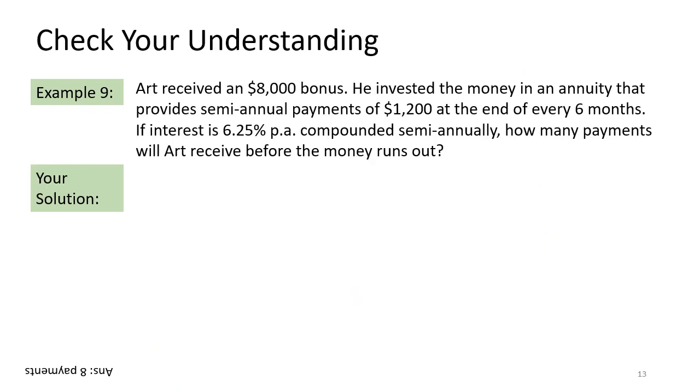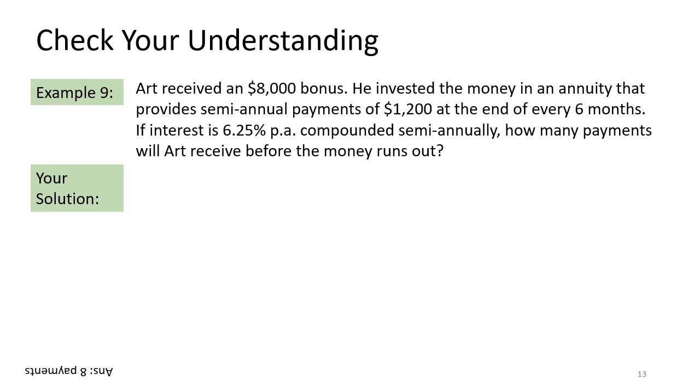So our last example. Art received an $8,000 bonus. He invested the money in an annuity that provides semi-annual payments of $1,200 at the end of every 6 months. Interest is 6.25% per annum compounded semi-annually. How many payments will Art receive before the money runs out?